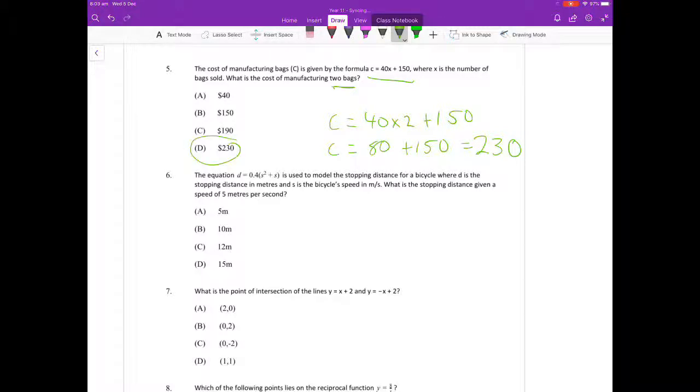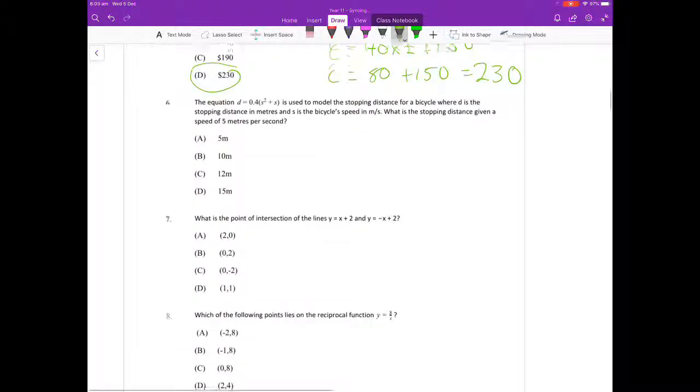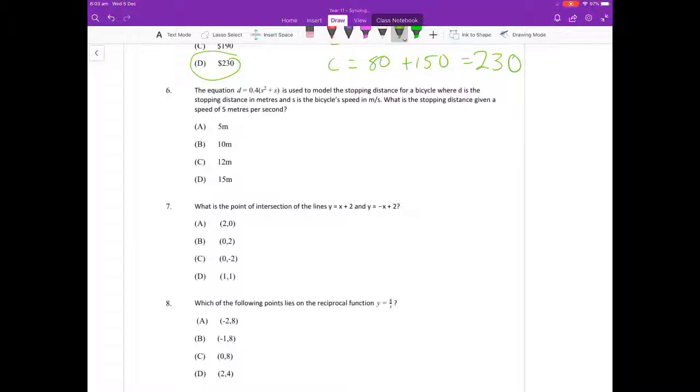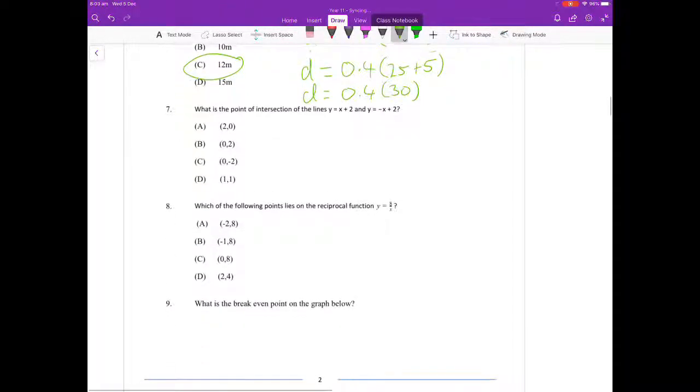Next question, slightly more complicated equation, but again, subbing in, as long as you don't mess anything up on your calculator, you should be perfectly fine. 0.4 into s squared plus s, where the s is 5, so 5 squared plus 5. 5 squared is 25, plus 5 gives us our 30. 25 plus 5 equals 0.4 times 30. We all know that 4 times 3 is 12, and then we've lost an extra digit there. Oh yeah, 12. Calculator's useful there otherwise.